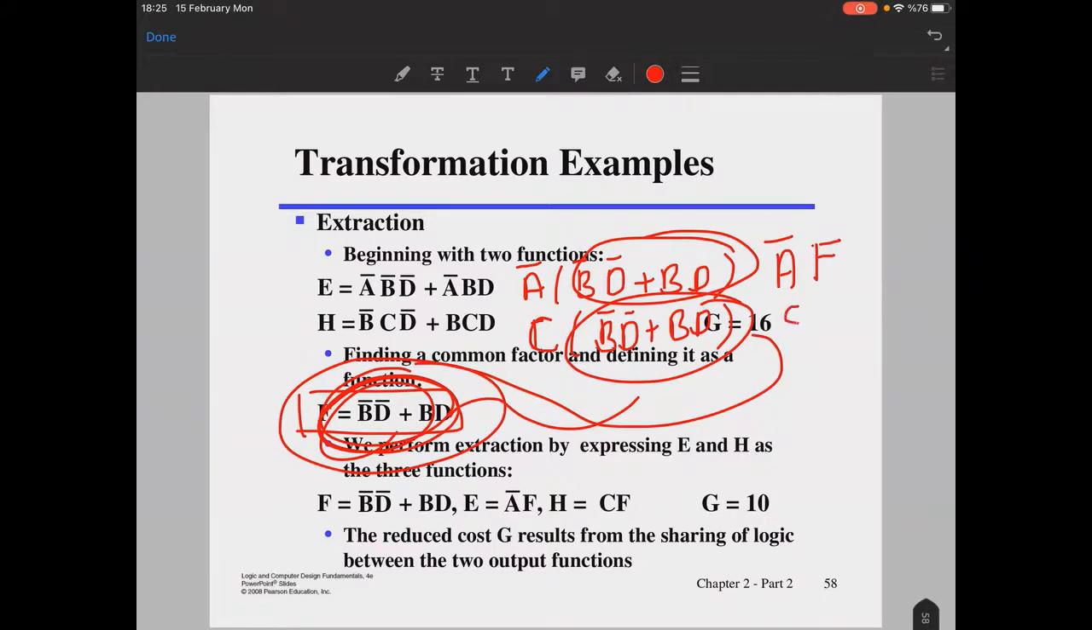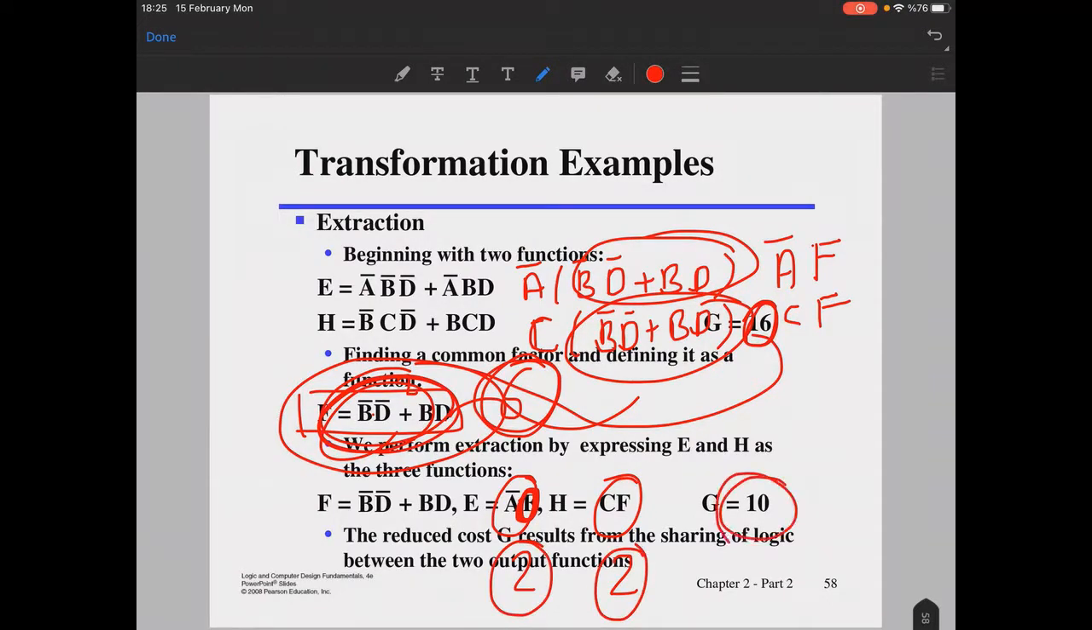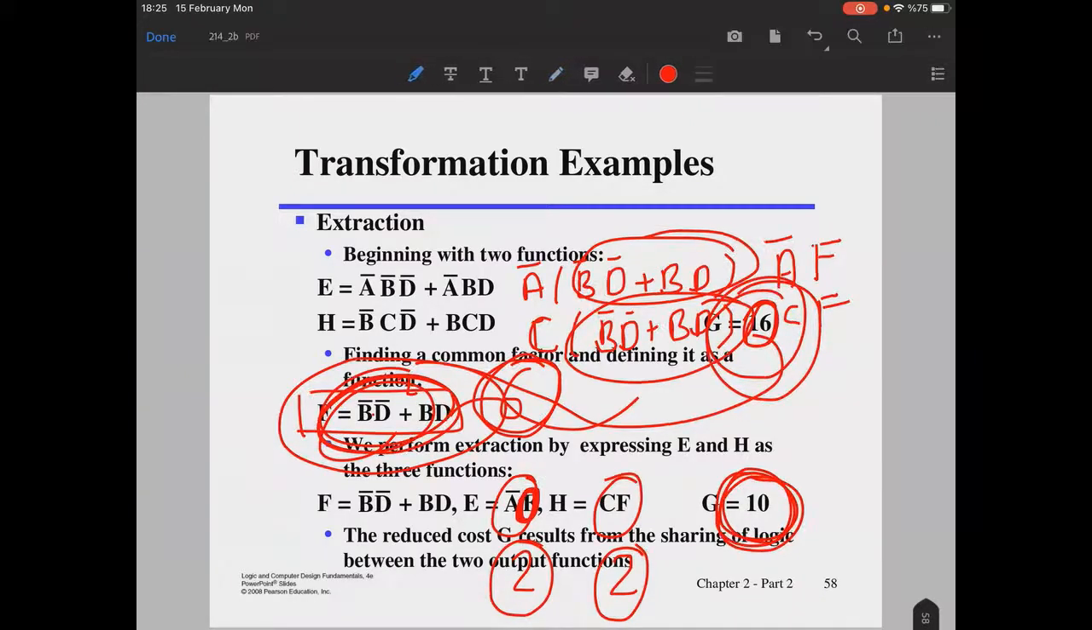So it is AF and CF here. So A naught F and CF here. And the resultant cost is what? The original one is 16, but this one is what? So it is a 2-input AND gate, 2-input AND gate. That's it. And you find the cost of this one. What is it? It is 2 connected to 2. It is 6. See? 6 plus 2 plus 2 is, for your final cost, only 10 instead of 16. So it's much more cost efficient by using extraction.